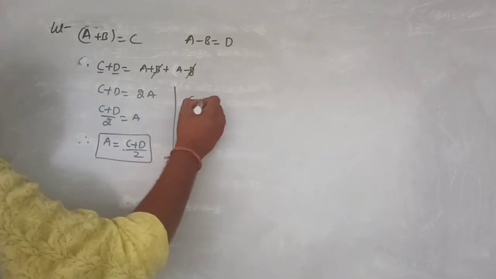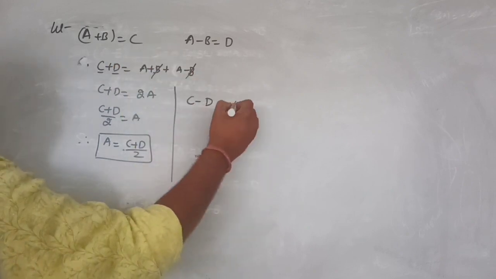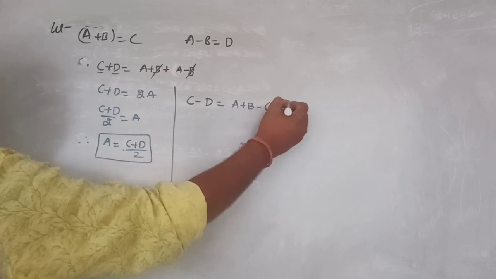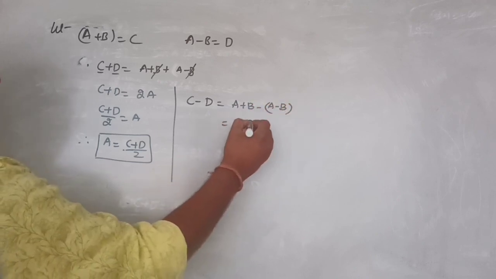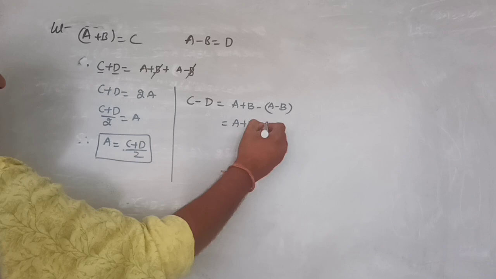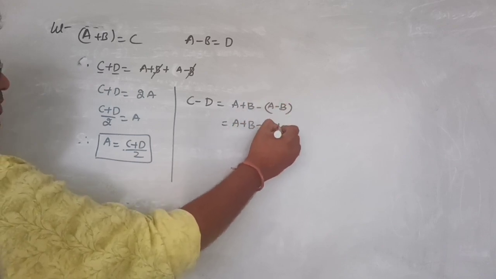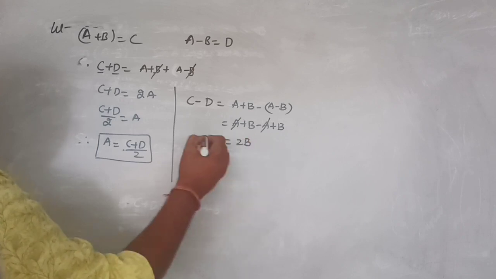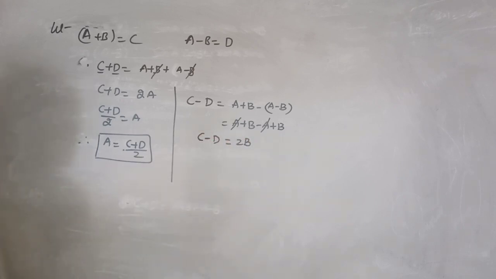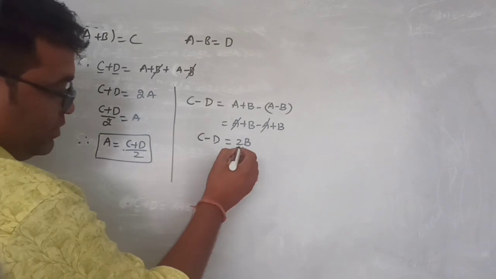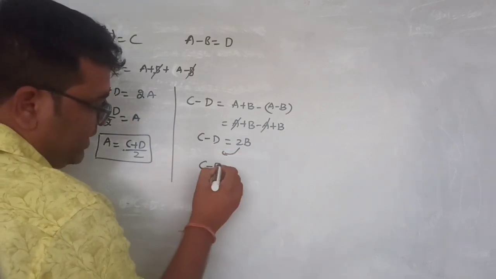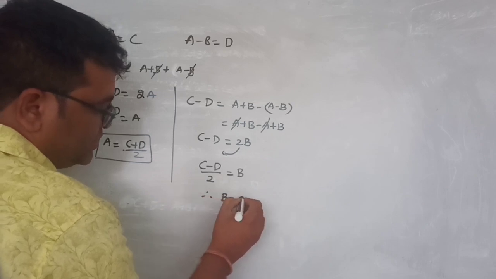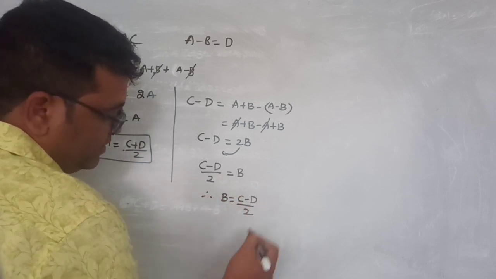And here C minus D. The C value is A plus B, minus the D value, which is A minus B. Minus into A is minus A, minus into minus B is plus B. So plus A and minus A cancel, and we will get 2B. C minus D is equal to 2B. Taking 2 to the left hand side, C minus D by 2 is equal to B. Therefore B is equal to C minus D by 2.